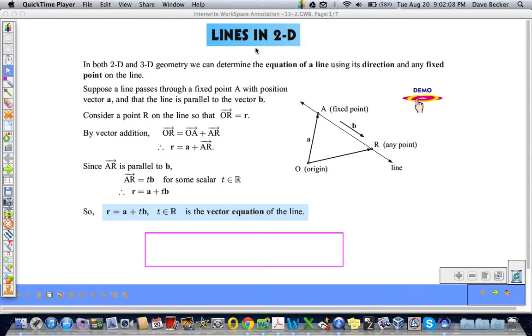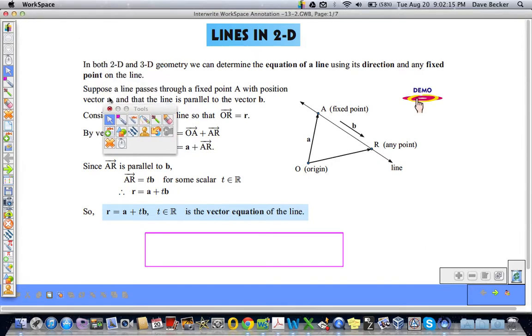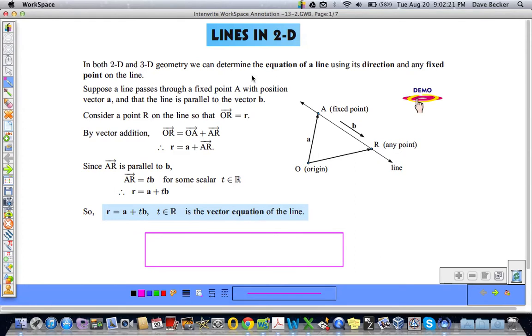We are talking about lines in two dimensions. And we're talking about that dealing with vectors, of course. In both two-dimensional and three-dimensional geometry, we can find the equation of a line using its direction. You can think of that as slope and any fixed point on the line.